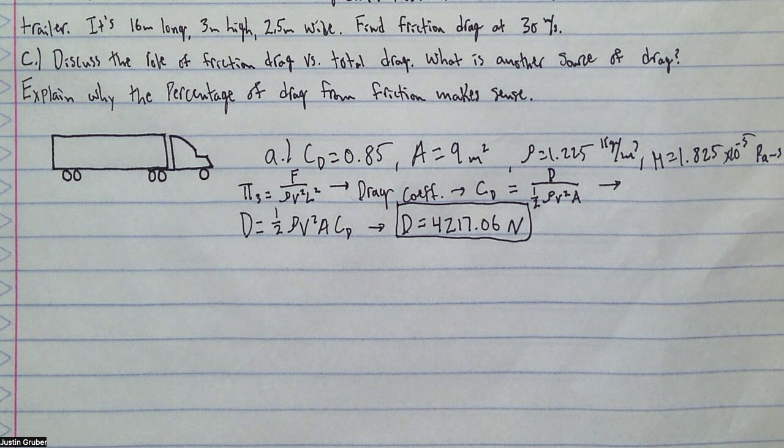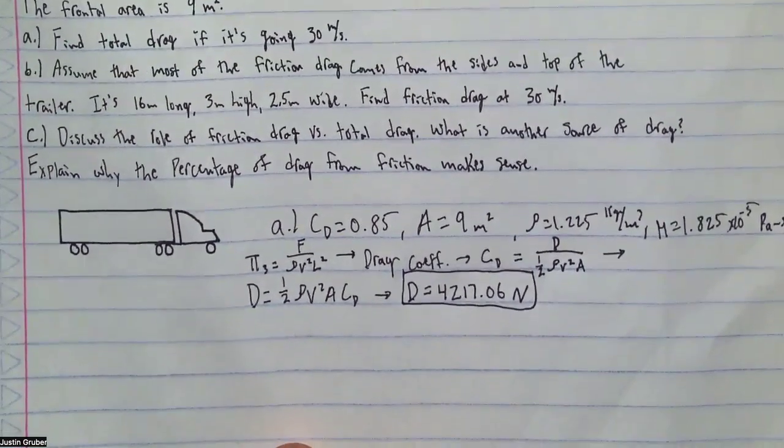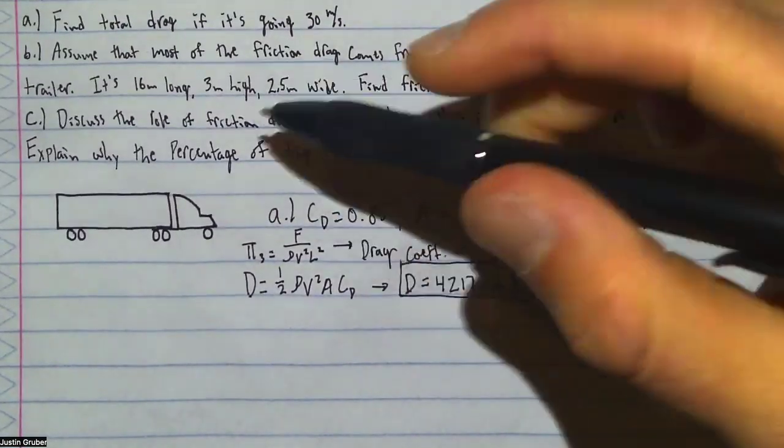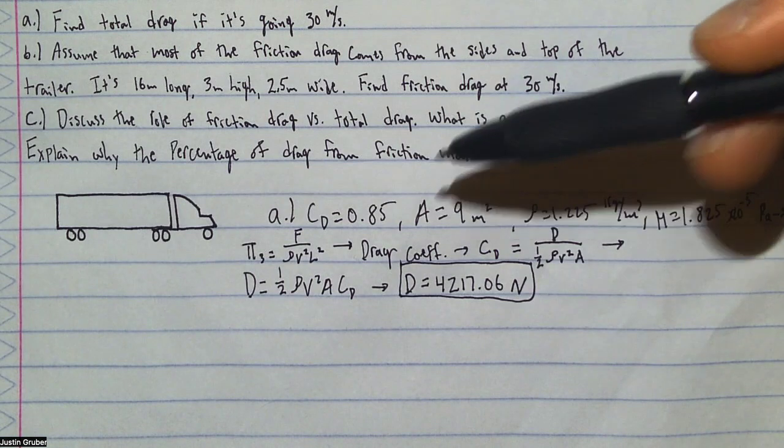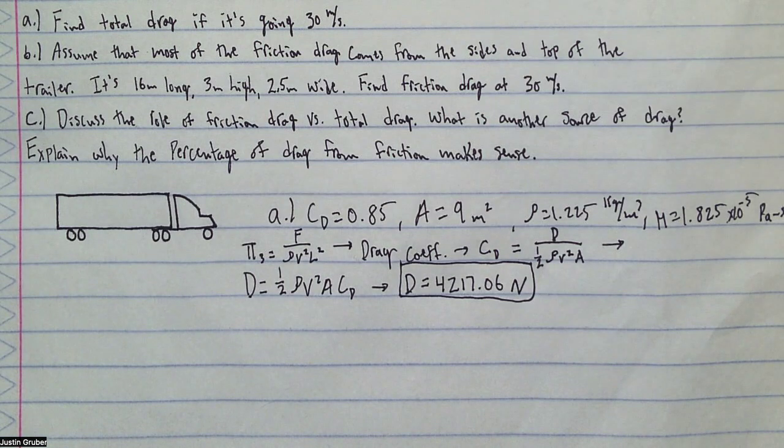This is literally just saying if I had this truck in a wind tunnel and had a force meter on it, this is how much force I'm feeling from the air, period. From this number alone, we can't differentiate which components of drag are acting. We just know this is what it's feeling, which is useful in a lot of cases. But anyway, now for part B, assume that most of the friction drag comes from the sides and top of the trailer. 16 meters long, 3 meters, and 2.5 wide. Find friction drag at 30 meters per second, so it's still going 30 meters per second.